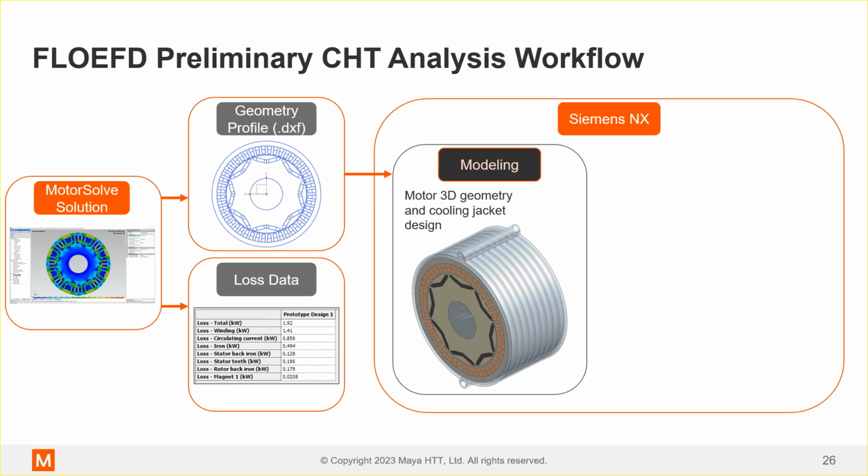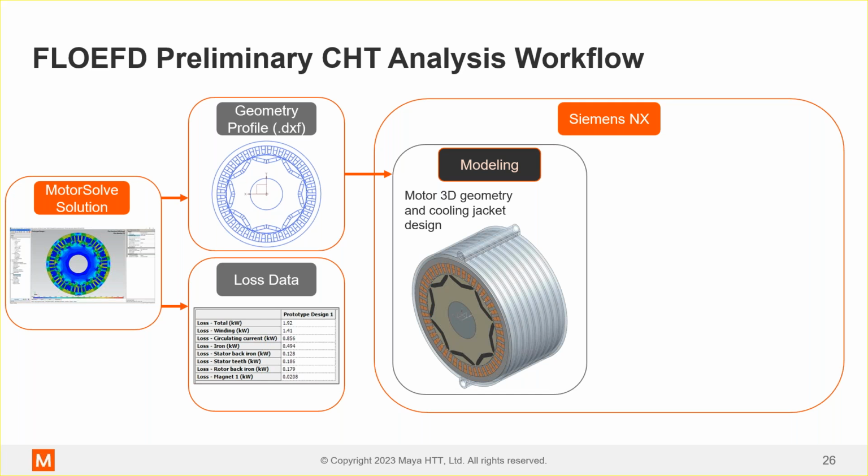So between those two, we go into Siemens NX. We do just a simple extruded model of the motor geometry. So just using that basic sketch profile, we do a simple extrude in order to create solid geometry with all of the components in separate bodies. And as I mentioned, this was done in Siemens NX.